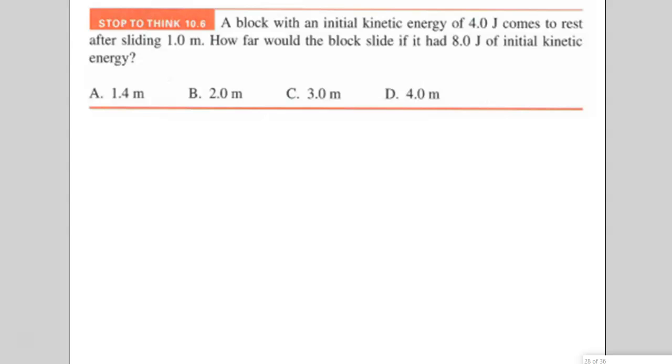Here's a second question. A block with an initial kinetic energy of 4 joules comes to rest after sliding 1 meter. How far would the block slide if it had 8 joules of initial kinetic energy? In this situation, we have twice the kinetic energy, because you go 4 to 8. So that means we'd have to do twice as much work to stop the block, which means it would slide twice as far.